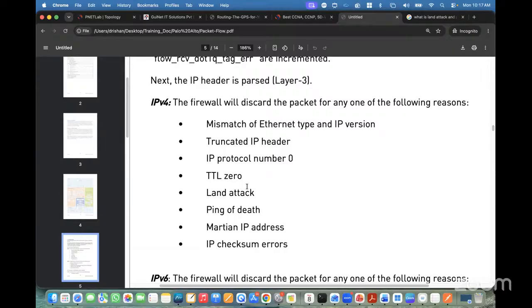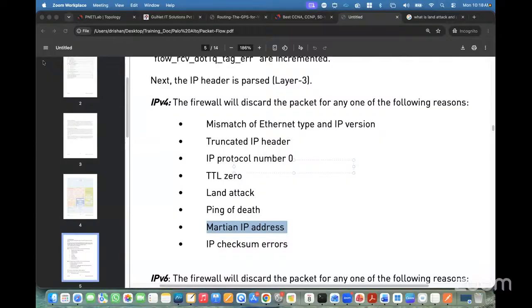Now, the Martian IP address is an invalid IP address, meaning not a valid IP address. Then it will also drop. That is also a very important thing. Any invalid IP address is going to be dropped. So a Martian IP address is again an invalid IP address. IP checksum error: IP checksum is definitely very important. If any IP checksum fails and the error is detected, it is dropped by the Palo Alto firewall.